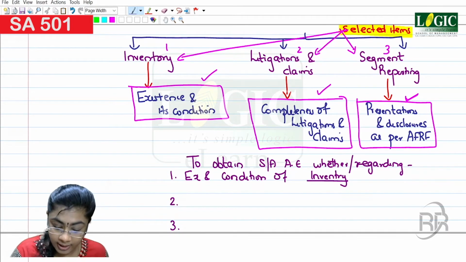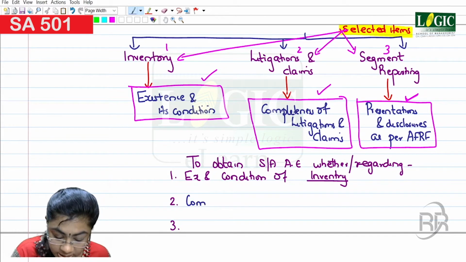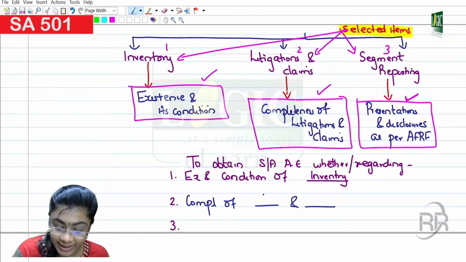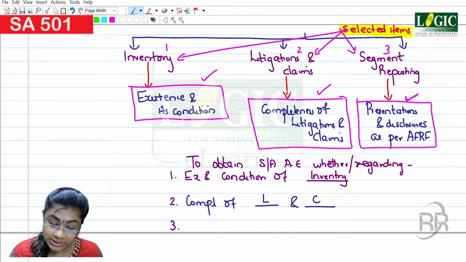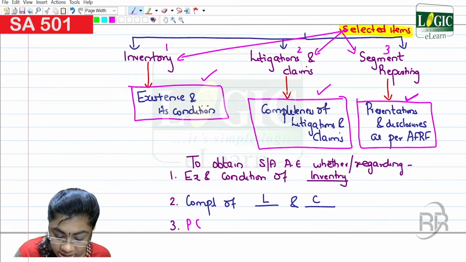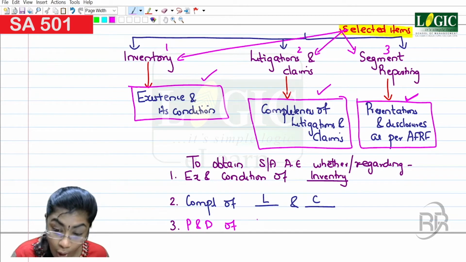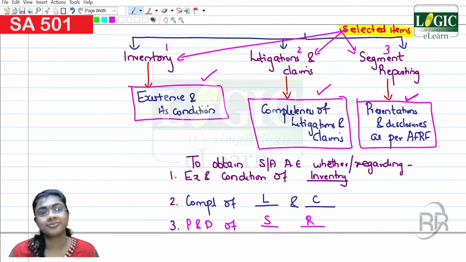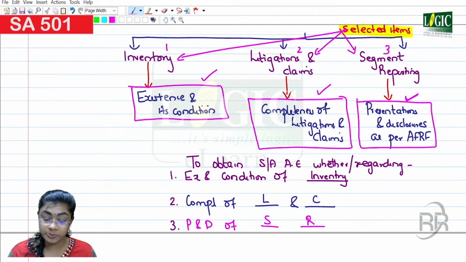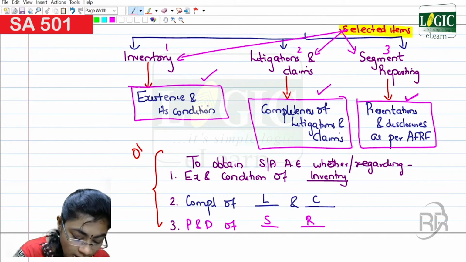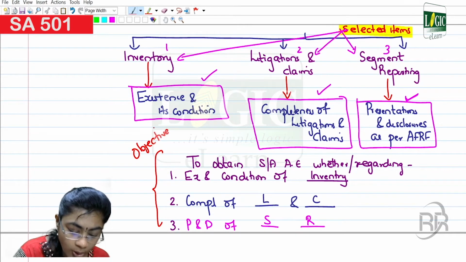Second, completeness of what? Regarding the litigation and claims. Finally, presentation and disclosure of what? Segment reporting. Very simple. This is nothing but SA 501's objective.